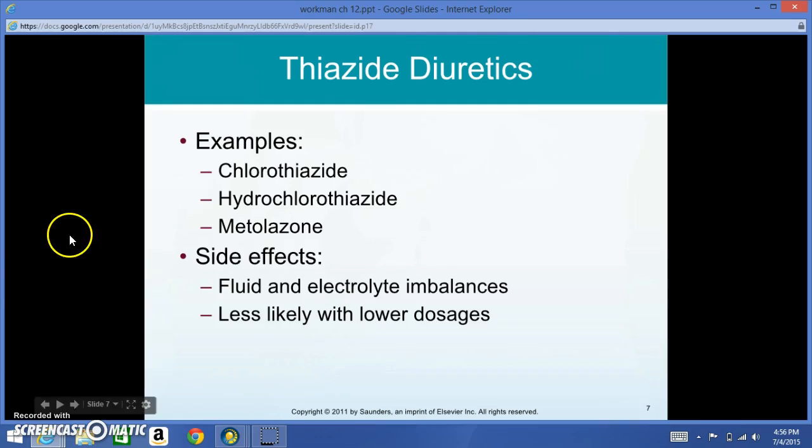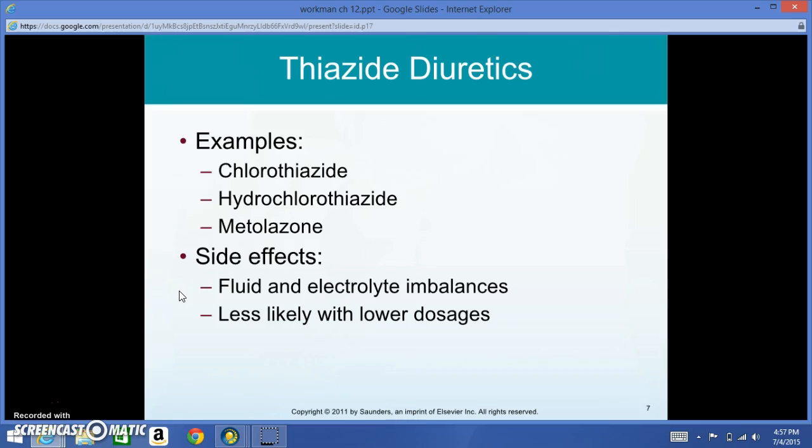Okay. Examples of thiazide drugs are chlorothiazide, hydrochlorothiazide, and metolazone. The "zide" should indicate that this is a common name ending, and metolazone, "one" or "zone", I won't say 100% because I think there are other drugs that do this. Side effects cause fluid and electrolyte imbalances, and you can avoid some of these side effects if you have a lower dose.